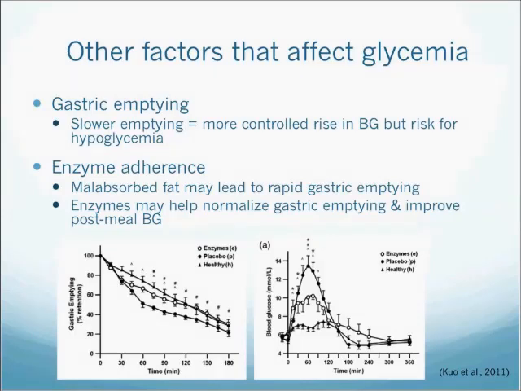The other thing that can cause issues with blood sugar is patients' enzyme adherence. So if patients are malabsorbing their fat because they're not taking their enzymes, they can actually have quicker gastric emptying, and then you get a sharp rise in blood sugar. So it's important to also check into how patients are taking their enzymes, if they're taking an appropriate amount or if they're missing enzymes with their meals when they're having problems with their blood sugars.